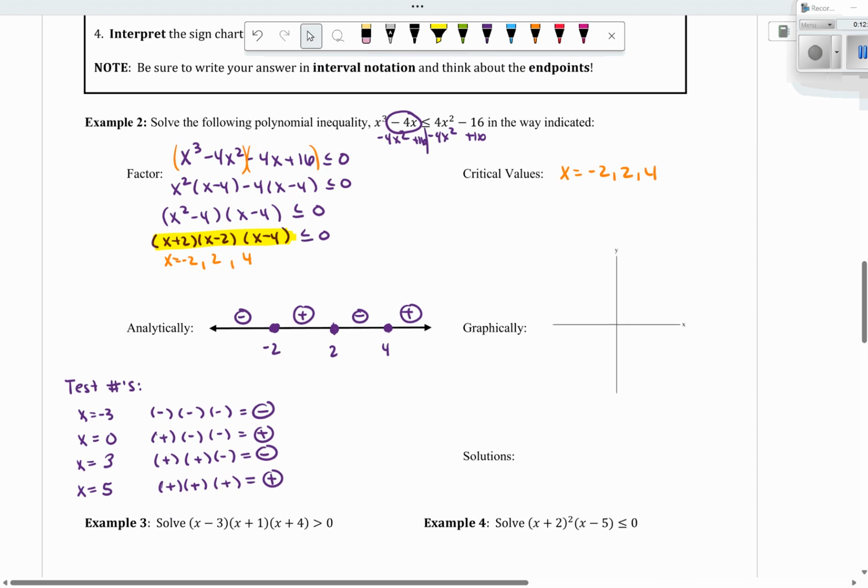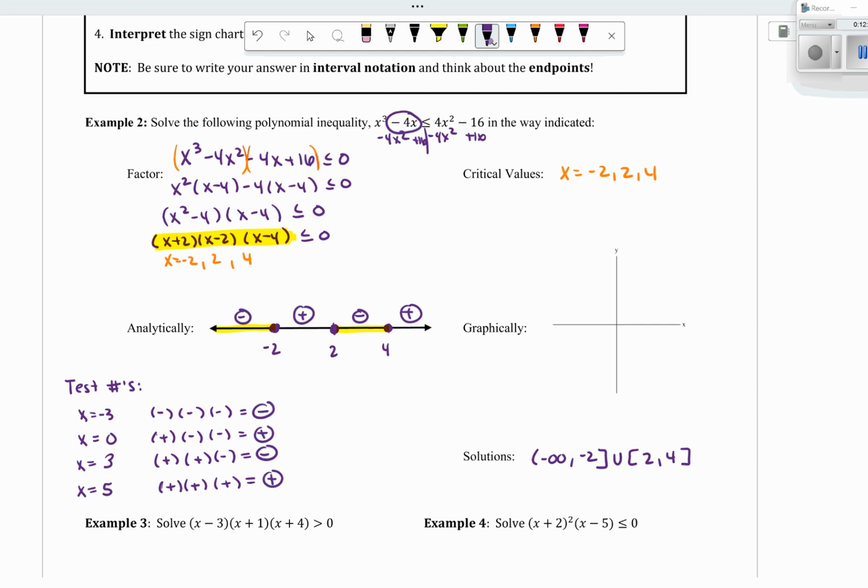So where do I get less than or equal to? Here and here on my number line. So then my solutions would be -infinity to -2, bracket, union, bracket, 2 to 4. And here we're including those points because it can be equal to 0 because, again, it's less than or equal to for the symbol.